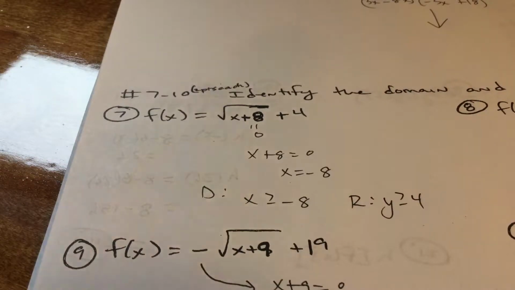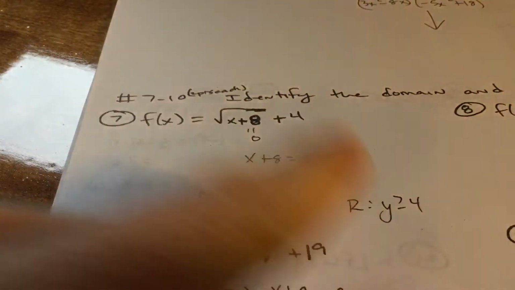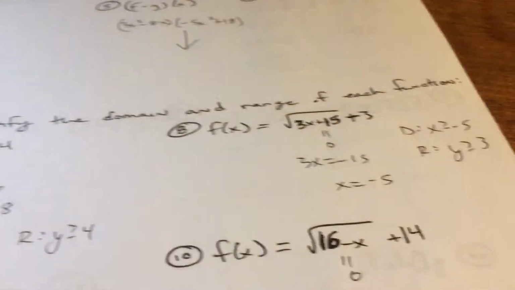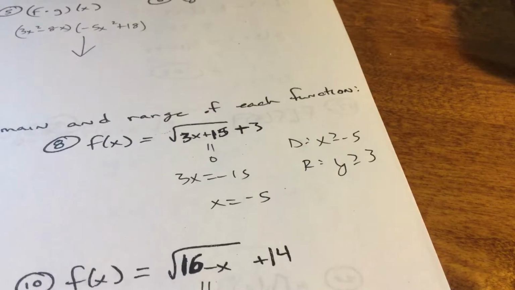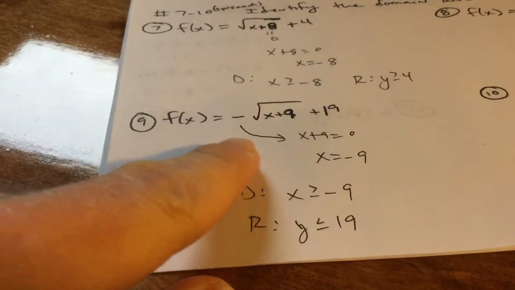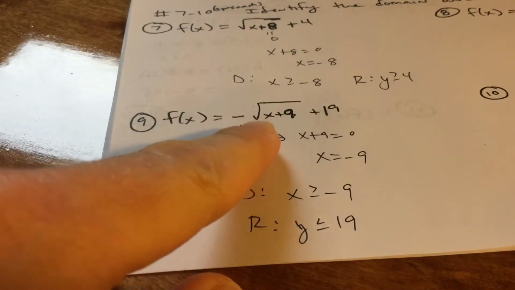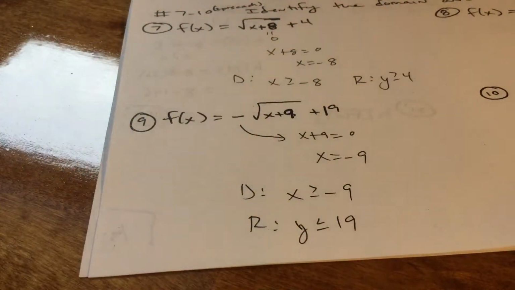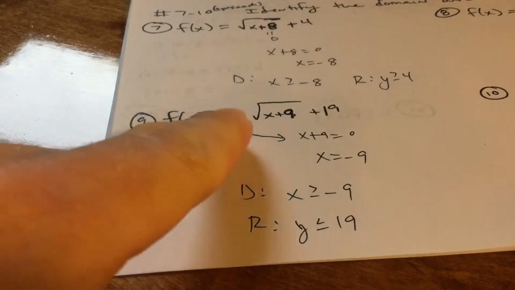The range, again, when this is the square root of 0, it's 0 plus 4. 4 is the smallest y value you will have. There you go on 8. There's the answer there. Okay, on 9, this is going to make the upside down one, so actually that's not going to change anything with the domain. -9 is still the smallest x value. It's just that 19 is the largest y value because it's going to keep going south.